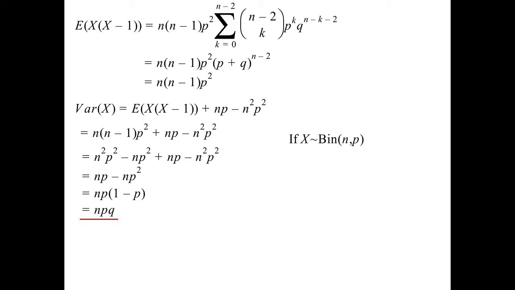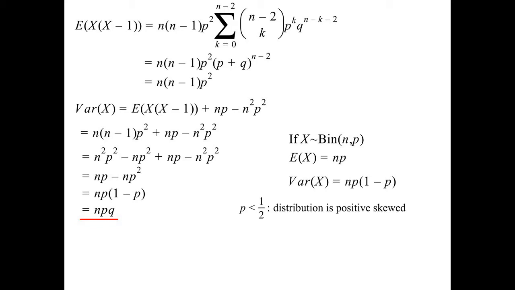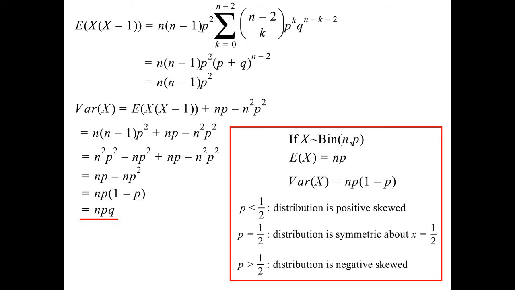So let's summarize that. If x is a binomial distribution, we summarize with bin for binomial, and then the two things we're interested in are the number of times we're going to do the trial and what the probability of success is, so n and p. Now, once we know those numbers, the expected value of x will be np, the variance of x will be np, 1 minus p. If the probability is less than a half, we'll end up with a distribution that is positive skewed. If it's equal to a half, we're going to have a lovely symmetric distribution. And if it's greater than a half, then we'll have something that's negative skewed.